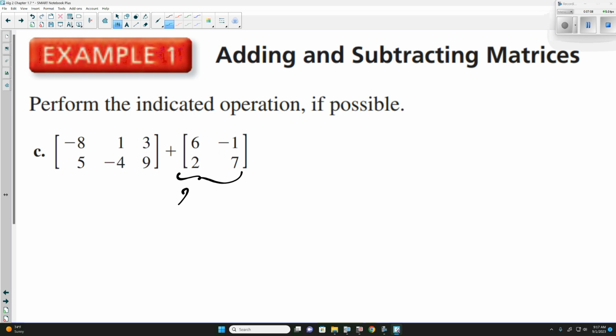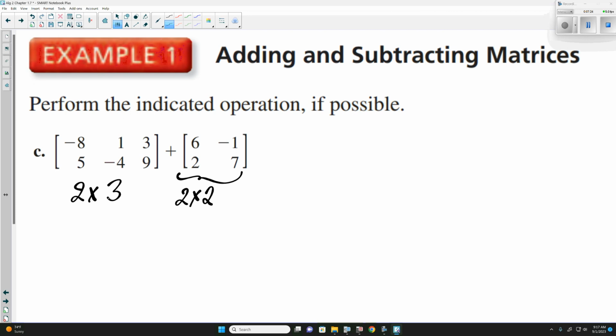Well, what is it now? It's a 2 by 2, 2 rows, 2 columns. If I add 2 zeros, it's not a 2 by 2 anymore, it's a 2 by 3. So I'm changing the matrix to be able to do that. So this is a 2 by 3.